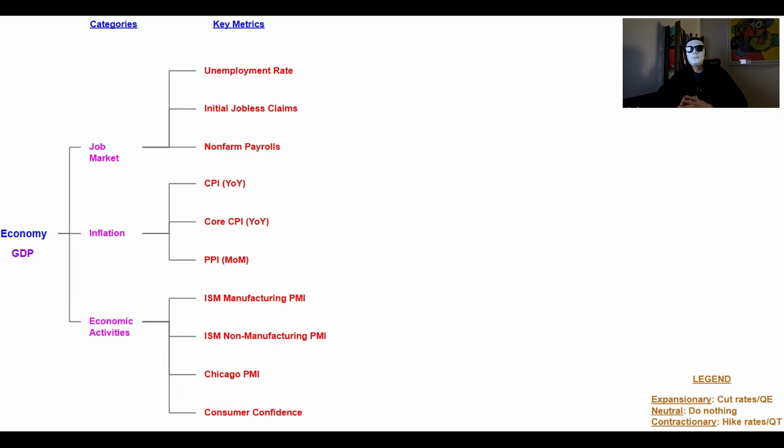To help you understand the implications of each data better, let me go into the data one by one to explain what these mean. Okay, first on the unemployment rate. Now, this is a very straightforward concept. Basically, unemployment rate measures the percentage of total unemployed workers who are actively seeking a job versus the entire workforce.